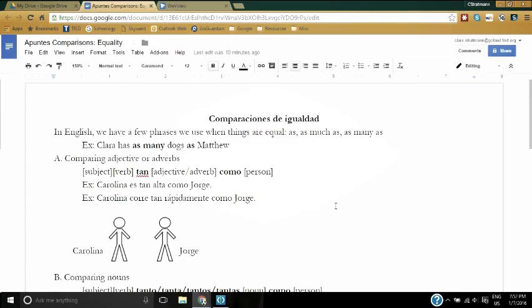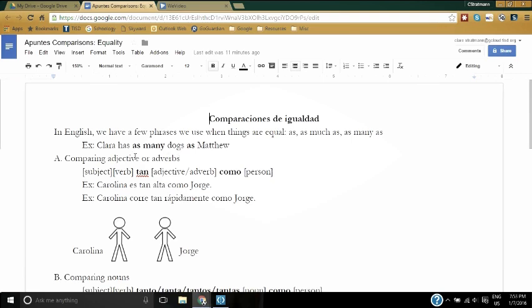Hi, today we're going to talk about comparing equal things. In English, when we have two or more things that are equal, we use phrases like "as much as" or "as many as." For example, we'd say Claire has as many dogs as Matthew. In Spanish, it's going to be a little different.